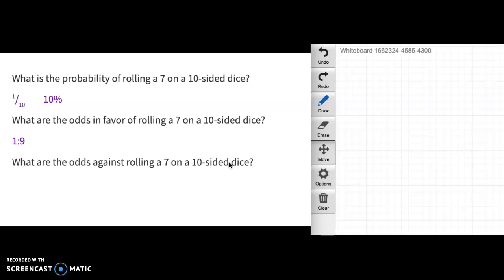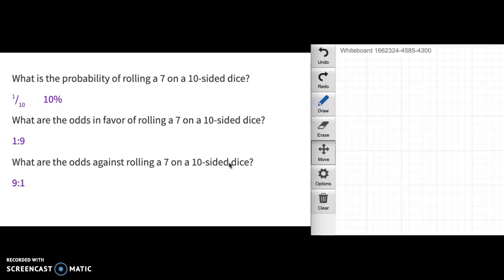and then compare that to what are the odds against rolling a 7 on a 10-sided dice. So odds against are unfavorable colon favorable. So there are 9 unfavorable outcomes compared to 1 favorable outcome, so 9 to 1. Okay, so you can see the difference between all 3 of those.